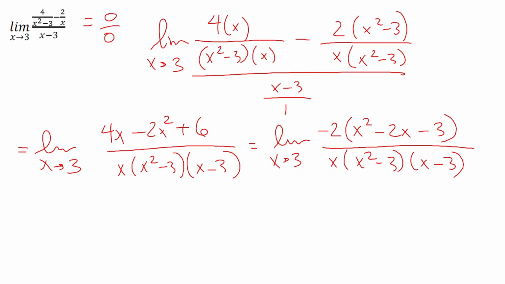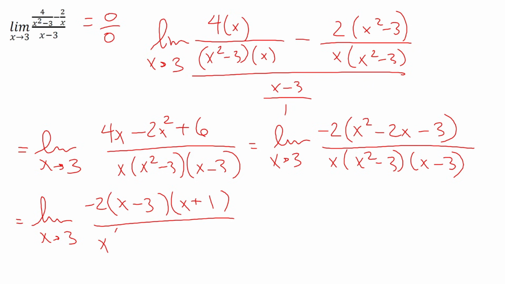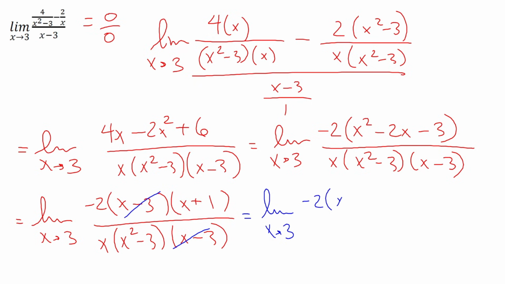Now we need to factor out that numerator. So we have a limit as x approaches 3 of negative 2. And then the factorization of x squared minus 2x minus 3, it should be 2 x's, of course, right? X and x there. And we need a minus 3 and a positive 1. And it'll all be over x times x squared minus 3 times x minus 3, allowing us to cancel out the x minus 3's, giving us a limit as x approaches 3 of negative 2 times x plus 1 over x times x squared minus 3.